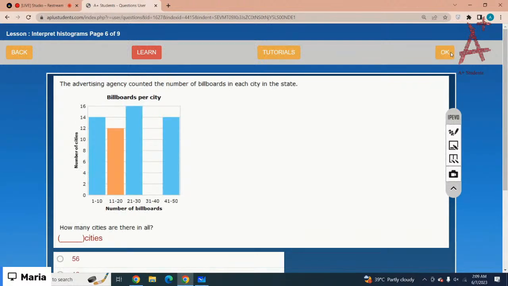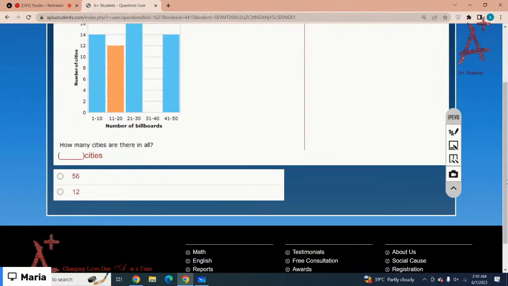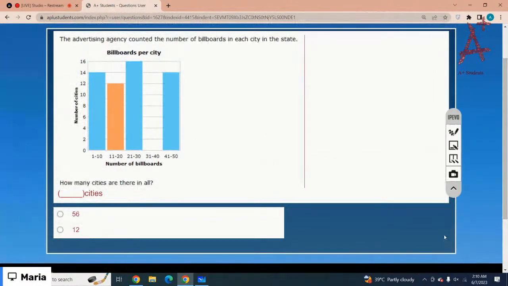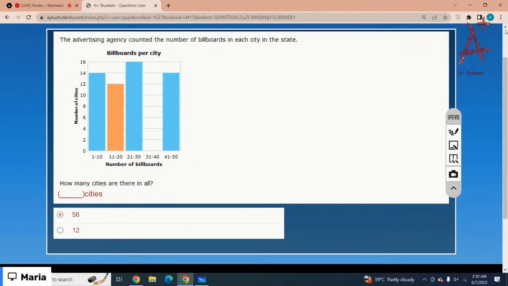Okay, the next one is: the advertising agency counted the number of billboards in each city in the state. How many cities are there in all? Which is the correct option? That's the one we did in the tutorial. Got it? You can just add up all the values. The number of cities is on the y-axis. The cities with 1 to 10 billboards are 14, then 12, then 16, and then 14. When you add them together, they make 56. That's the one we did on the board. So the answer is 56.